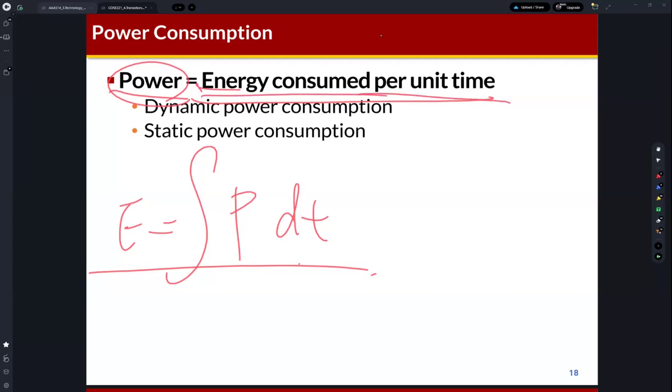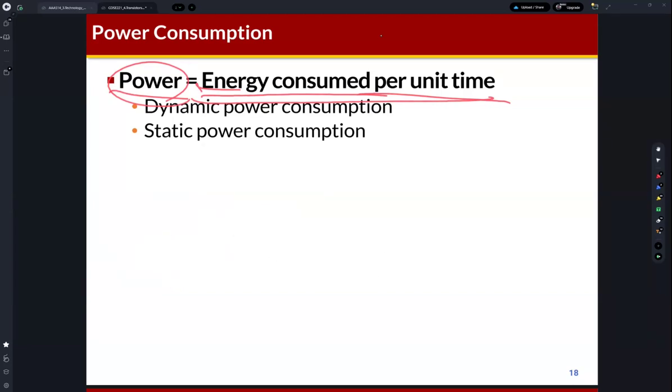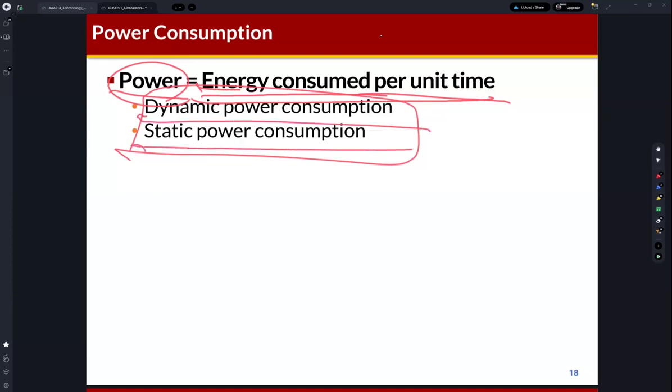Then power is also a very critical cost in the circuit. Why? We need to pay money for consumed electric power, right? Which means that we need to save power consumption in our house. So power is also very critical because we need to pay money for consumed power. And then there are two kinds of power consumption in a circuit: dynamic power consumption and static power consumption.